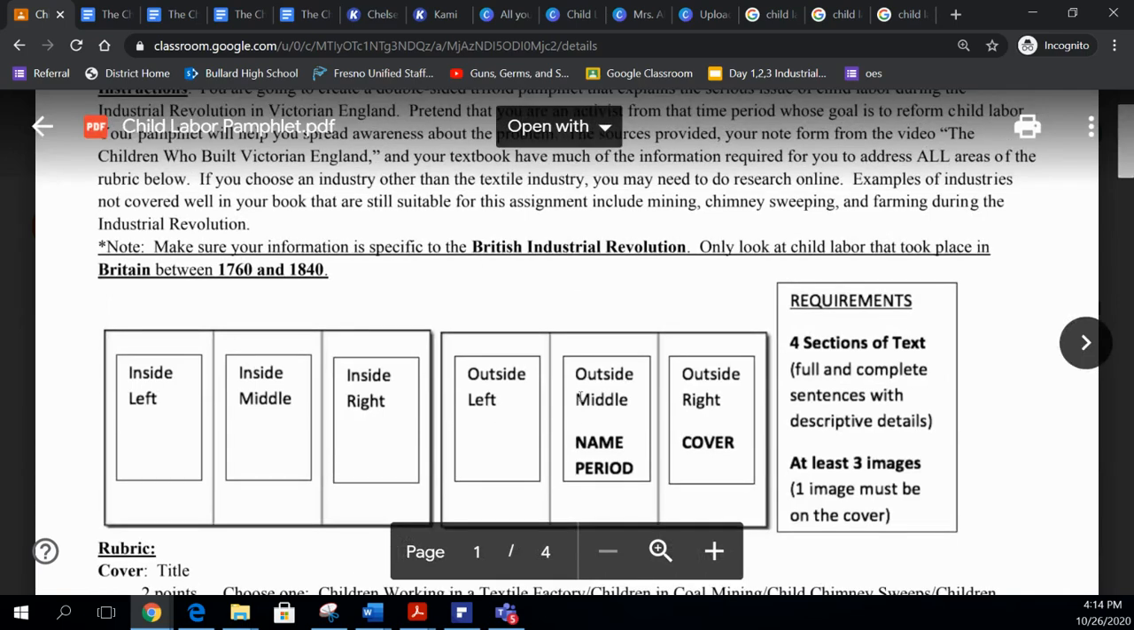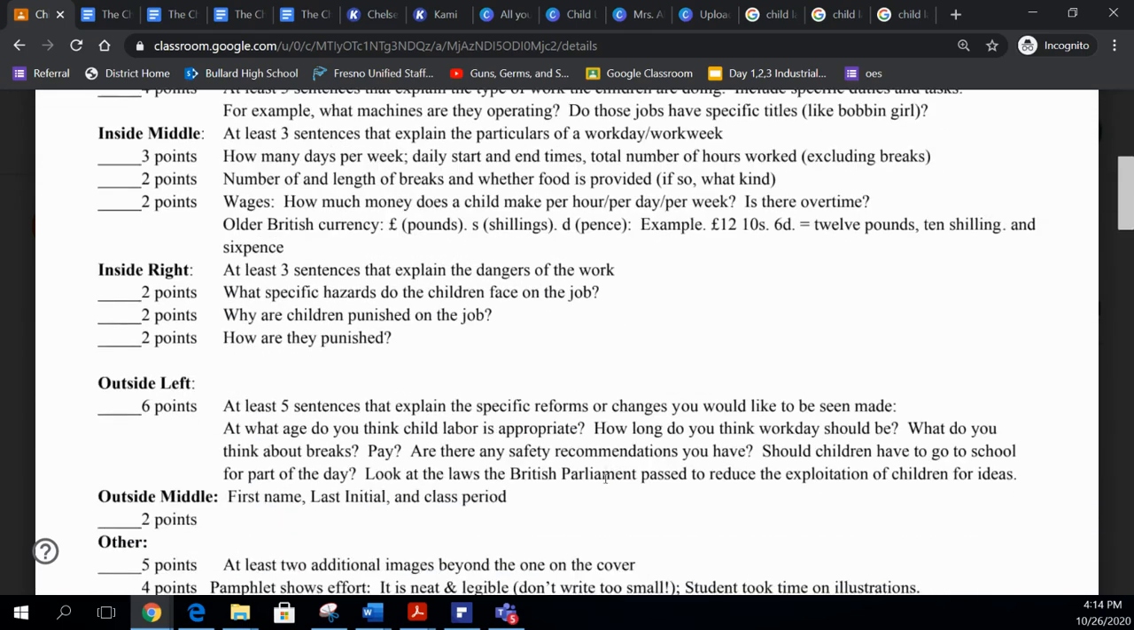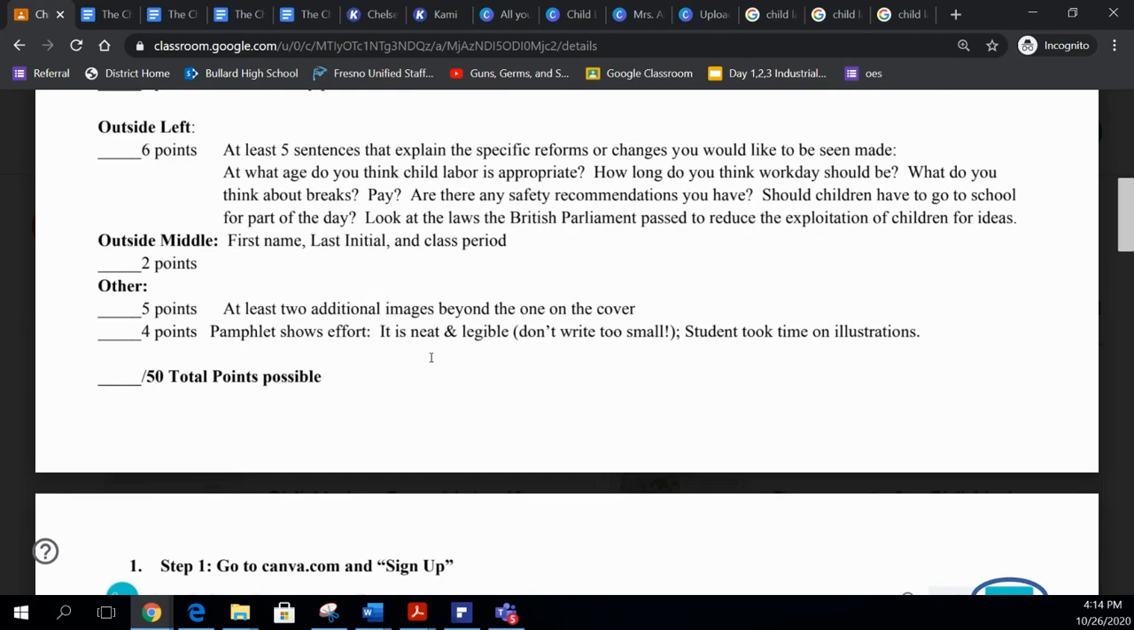The outside middle is your easiest one. All you're going to do, and you're going to get 2 points for doing it, is put your first name, your last name or your initial, and your class period for 2 points. Okay. The last 9 points are about quality.